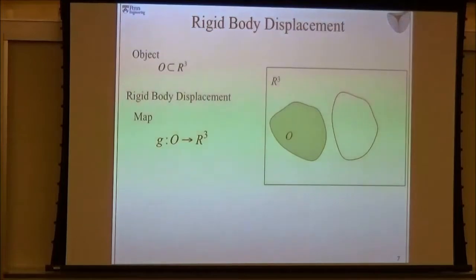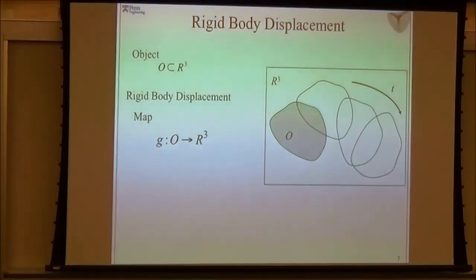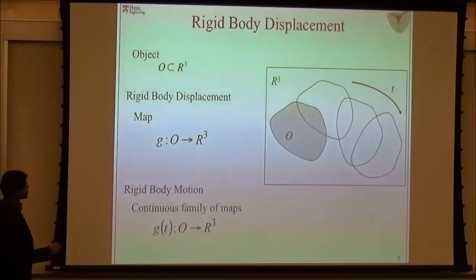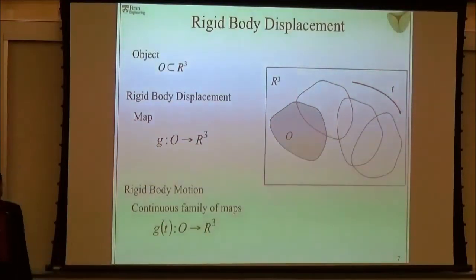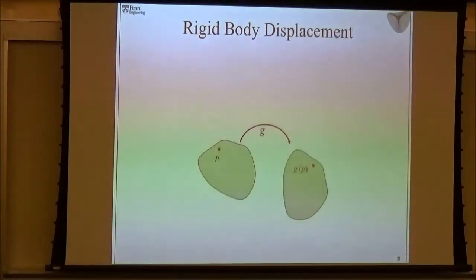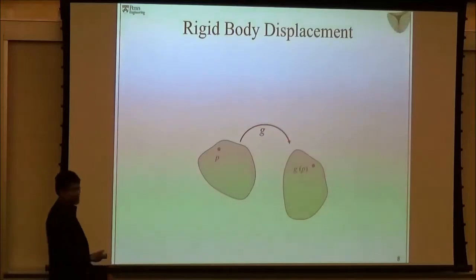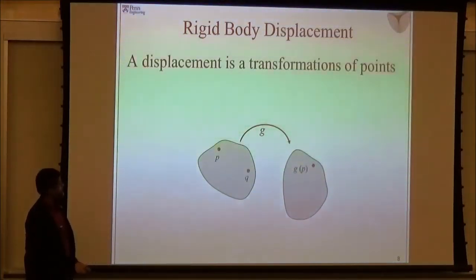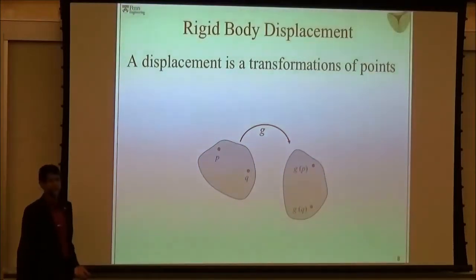So that's a map. So what's a rigid body motion? We'll think of a family of maps parameterized by T. It's a continuous family. And so this is G and this is G of T. So it's parameterized by T. Anytime you have a rigid body displacement, you're obviously taking points P and mapping them to G of P. And you're doing it for lots of points. So for instance, you have a point Q that goes to G of Q.